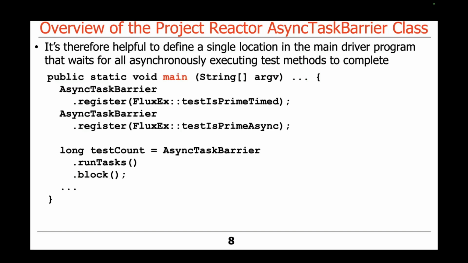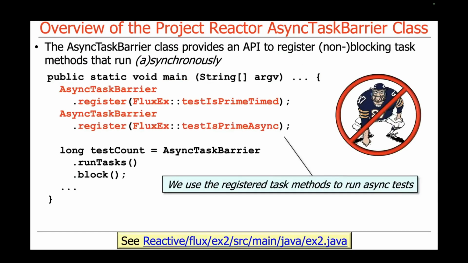So let's take a look to see how this might apply, and I'll show you why it can be very helpful to have a single location in our main driver program that's going to wait for all the asynchronously executing test methods to complete. So here's our main method in some test program somewhere. And what we can do is we can use the AsyncTaskBarrier class to register, in this case, non-blocking task methods that are going to run asynchronously. So we're going to register the test is prime timed and test is prime async methods with the AsyncTaskBarrier. So we register them. So now the task barrier is aware of those methods.